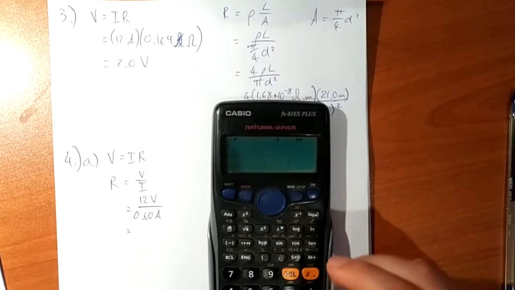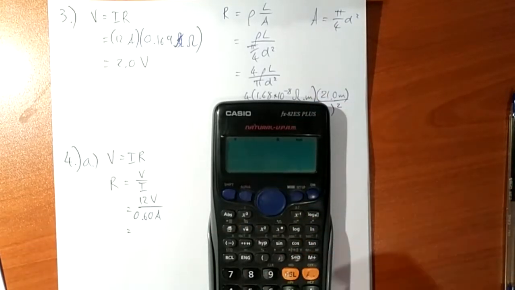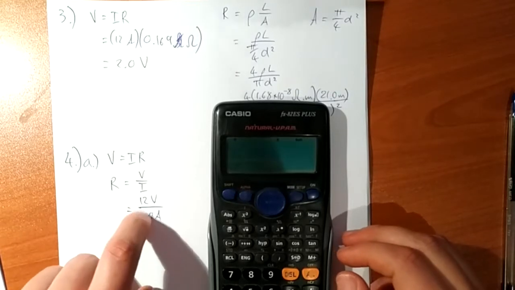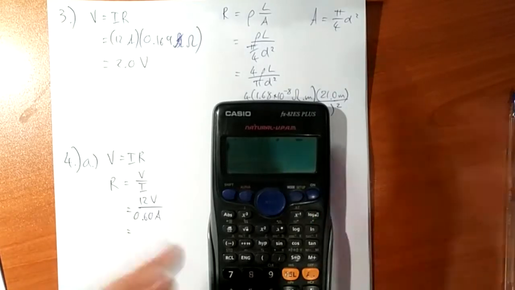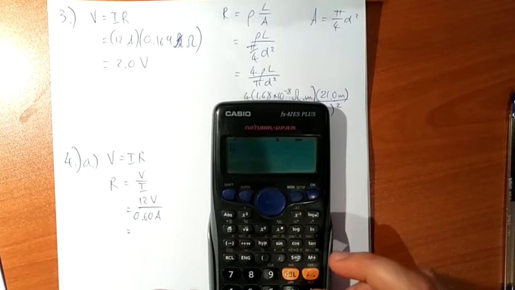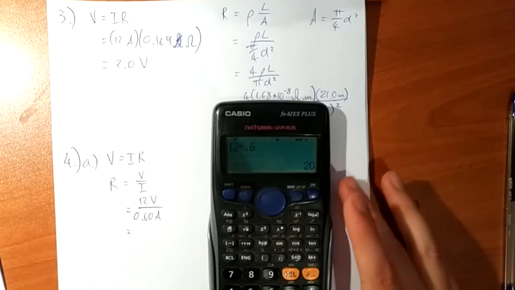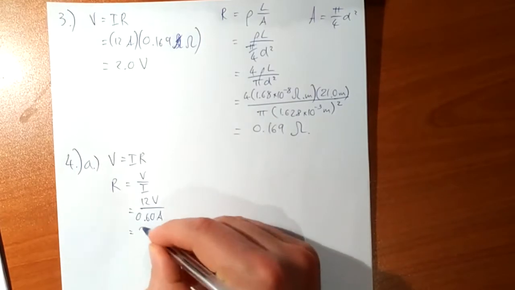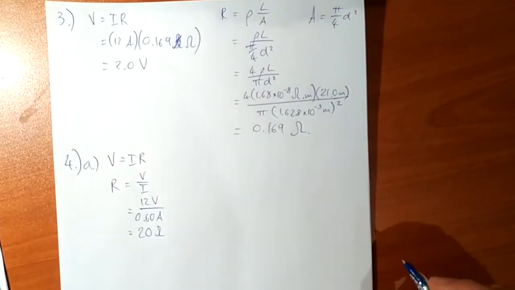So this is 12 divided by 0.6. If it was divided by 0.5, then it would be doubled. If you divide by half, you double it. But it's more than half. If it were half, it would be 24, so this should be in the low 20s. Okay, so divided by 0.6. Yeah, fine. That's 20 ohms. All right, so that's part A.